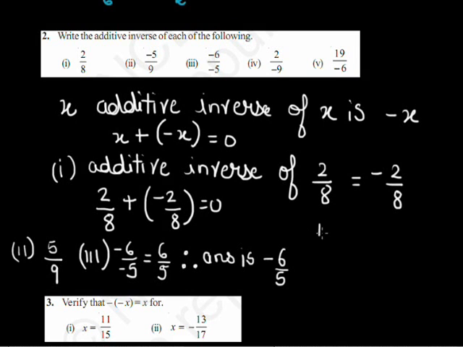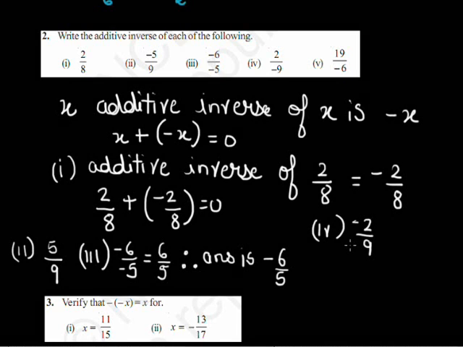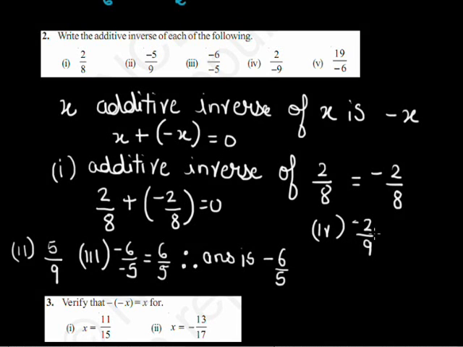Okay, now the fourth part. In the fourth part I have to find the additive inverse of 2 upon minus 9. Now I can write 2 upon minus 9 as minus 2 upon 9, because in the standard form we write the negative sign in the numerator. Now the additive inverse of minus 2 upon 9 is 2 upon 9. I have to multiply minus 2 upon 9 with the negative sign. I can also prove it. Minus 2 upon 9 plus 2 upon 9 is equal to 0. So the additive inverse of minus 2 upon 9 is equal to 2 upon 9.